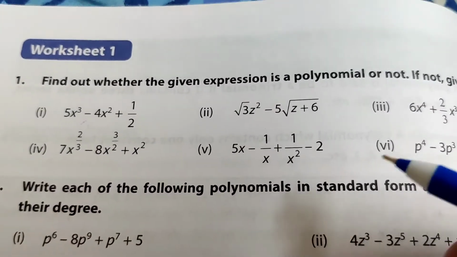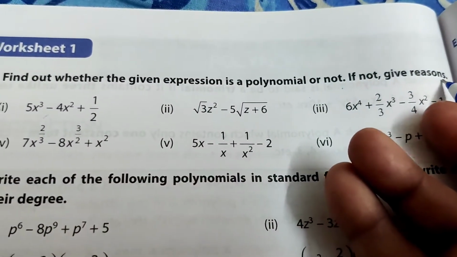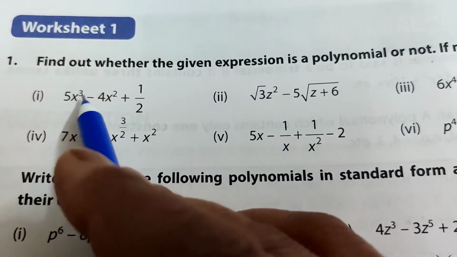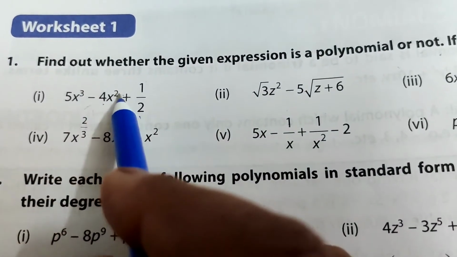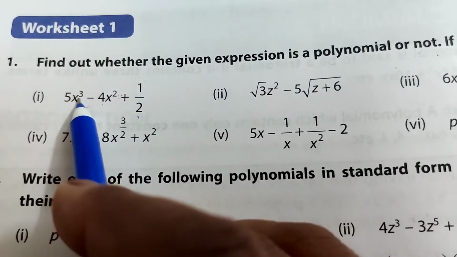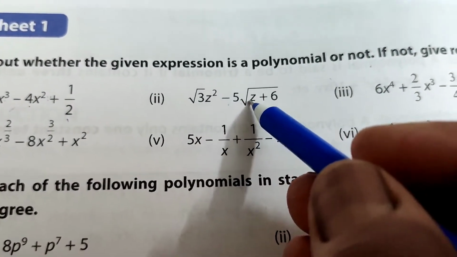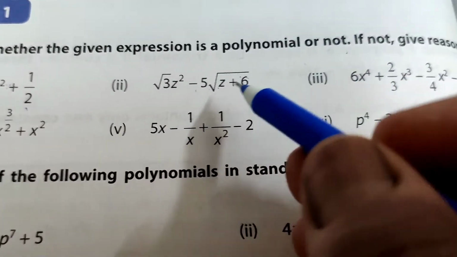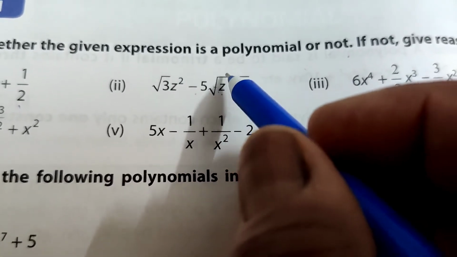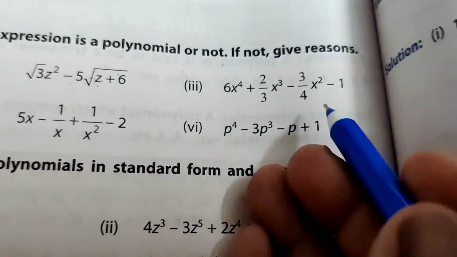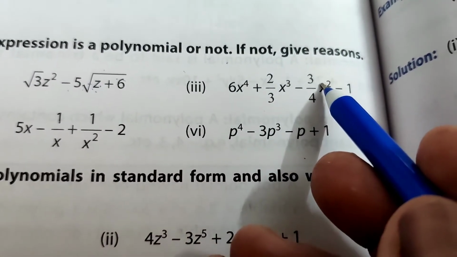Now worksheet number 1. Worksheet 1: find out whether the given expression is a polynomial or not. If not, give reasons. The first one is 5x cube minus 4x square plus 1 by 2. All the exponents are positive, so it is a polynomial. And in this one, root 3 z square minus 5 root z plus 6, the exponent of the variable is not a positive integer. In this the power is 1 by 2. Next, it is also a polynomial because all the exponents are positive.